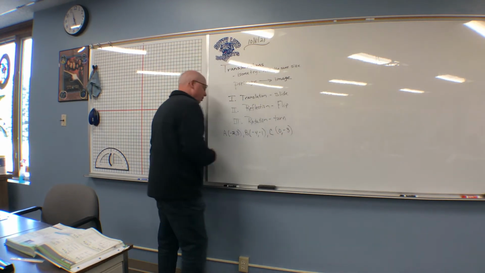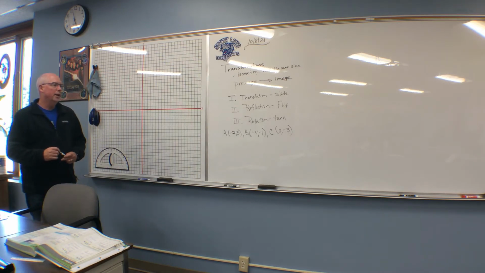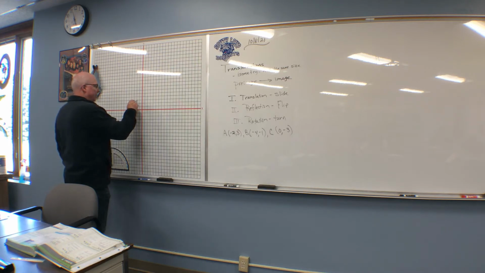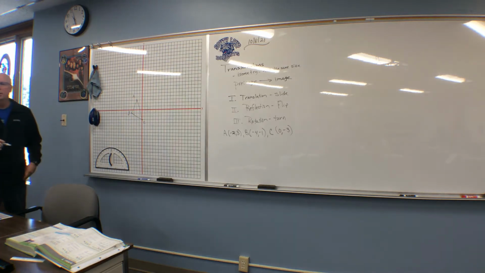Okay, we look at that triangle. A is at -2, 3, B is at -4, -1, and C is at 0, -3. Would you please graph those three points? Here's A. B is at -4, -1, so here's B, and then C is at 0, -3, so here's C. So if I connect it, it looks something like this.